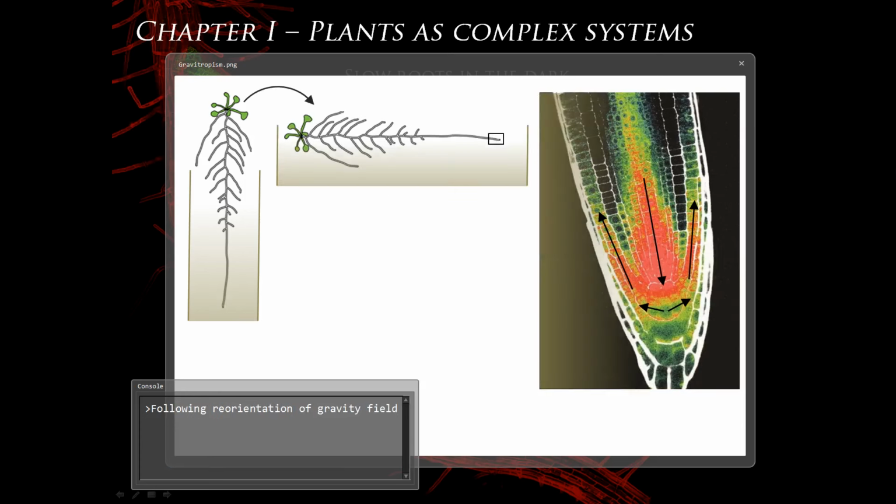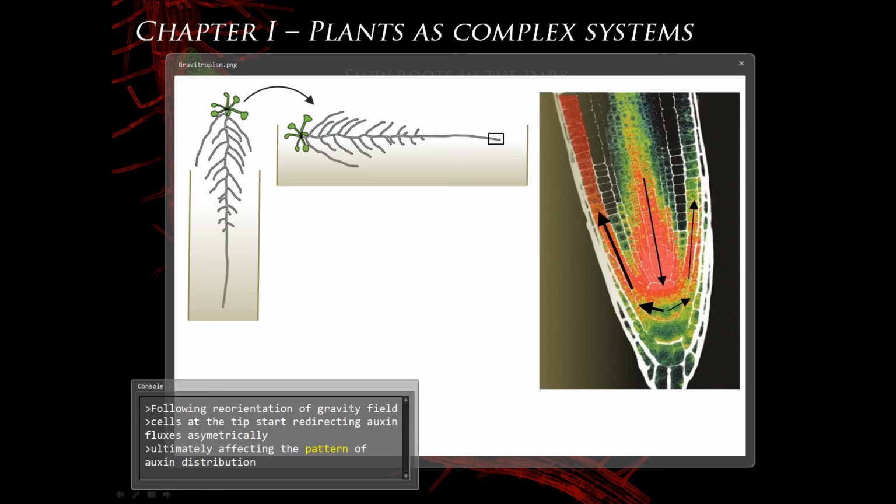Let's go back. We've moved our plant onto the side, the gravity vector is reoriented, and what's happening at the tissue scale? Well, what's happening is that you actually see some reorientation of the active transport of auxin, which will direct more auxin toward the bottom of the root, the new bottom, and which will end up generating a new pattern of auxin distribution with more auxin content on the bottom.